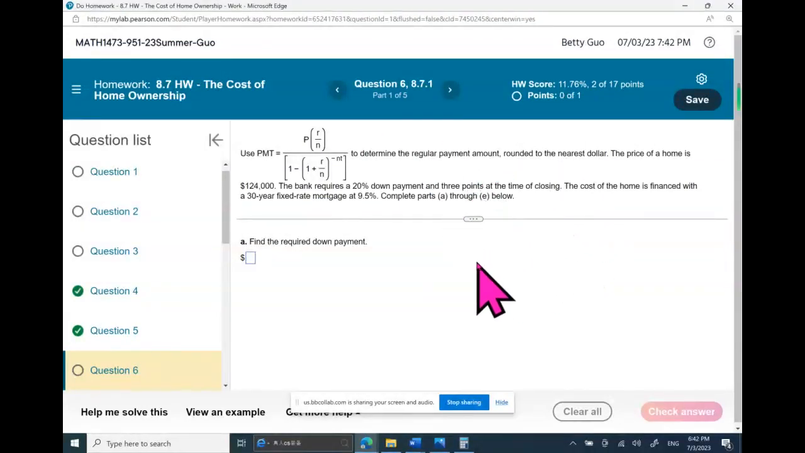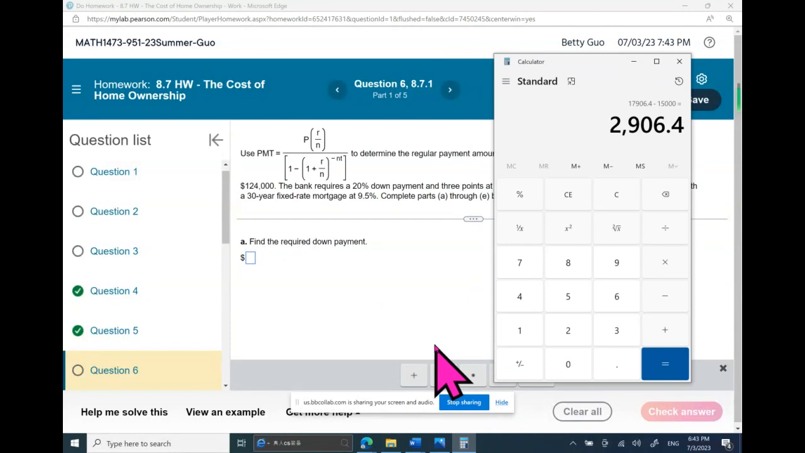Let's read the information about this problem. To determine the regular payment amount, rounded to the nearest dollar, okay? Remember that? The price of a home is 124 grand. The bank requires 20% down payment and 3 points at the time of closing. The cost of the home is financed with a 30-year fixed rate mortgage at 9.5%. Complete Part A through Part E. Okay, let's do that.